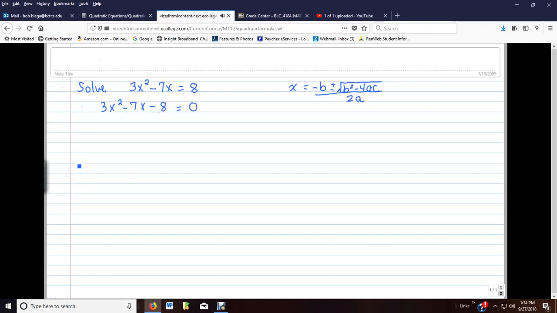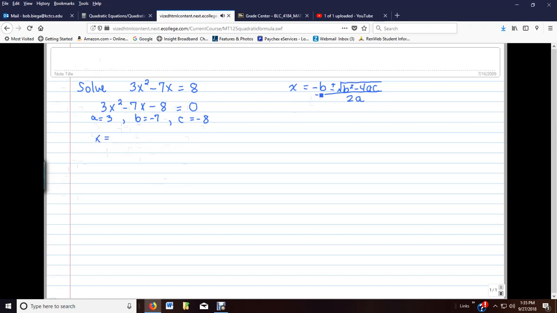Alright, now the a is sitting in front of the x squared. A is a 3. The b is sitting in front of the x, b is a negative 7, and the c is sitting out to the side, c is a negative 8. Notice a, b, and c do not contain the x's, only the numbers that are in front. Alright, so let's plug these directly into the quadratic formula.